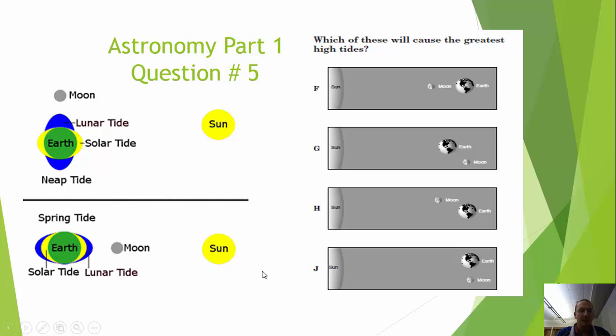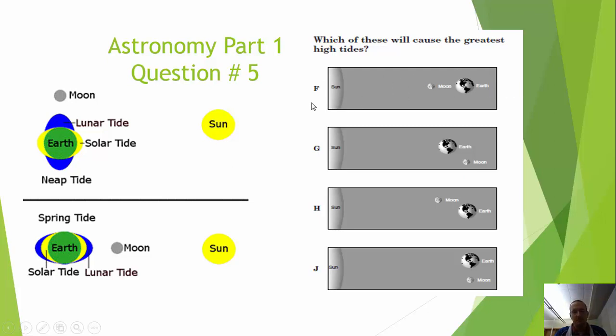When they're in a straight line, we're going to have higher high tides and lower low tides. The gravitational pull from all of these three objects is consistent and not fighting each other. These are called spring tides. When you have them in a 90-degree angle, the gravitational pull is actually fighting each other. So there's going to be lower low tides and lower high tides.